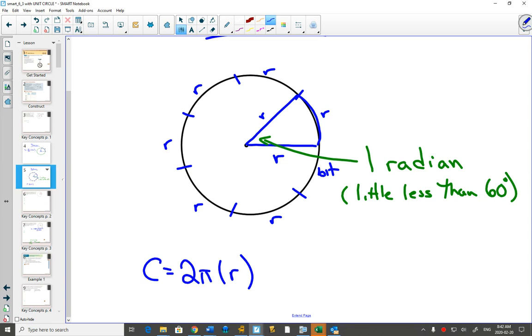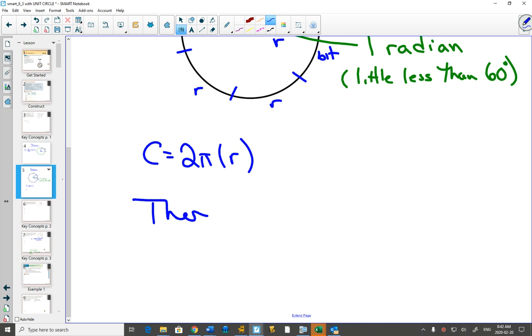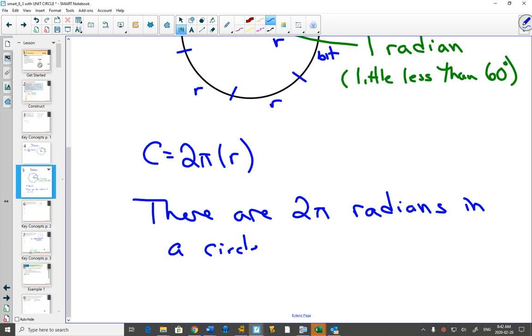And if every time you have a radius on the outside edge of the circle, it's 1 radian, does it make sense that there are 2 pi radians in a circle? So a radian is just really relating an angle measurement to an arc length. And it doesn't matter how big or how small the circle is, your circumference formula is always the same. And so the amount of radians are always going to be the same.